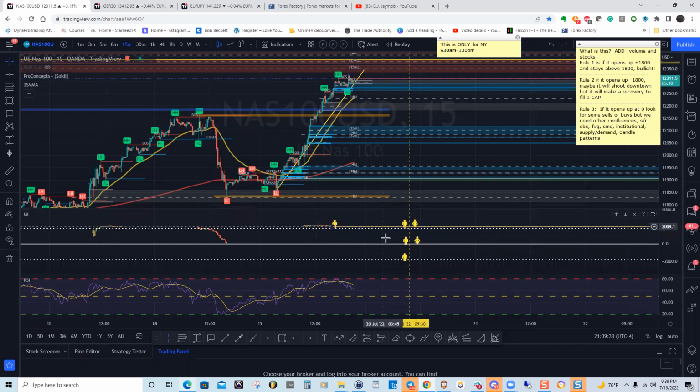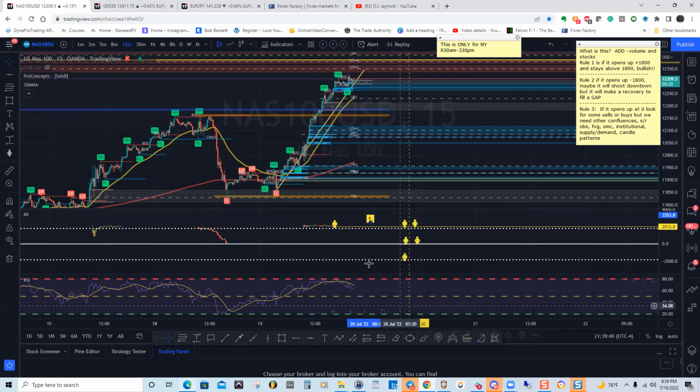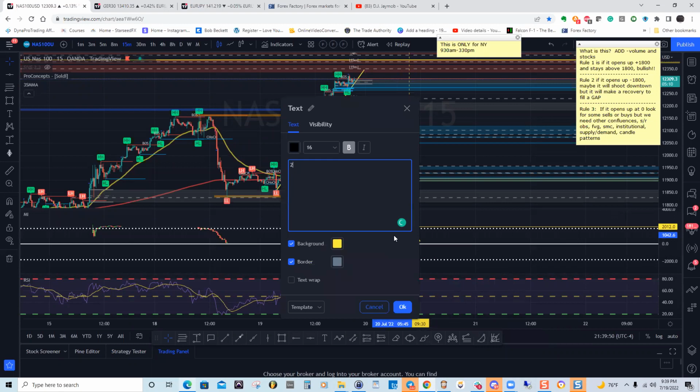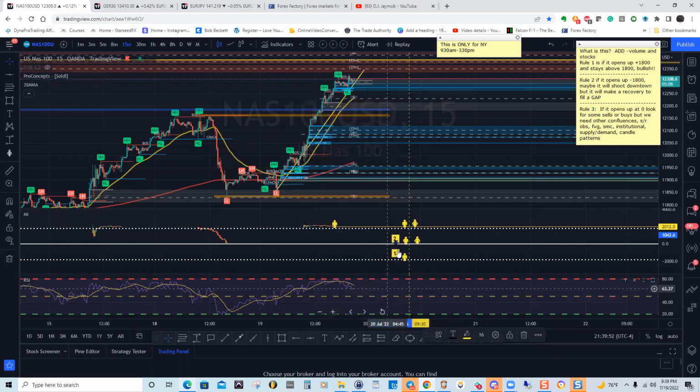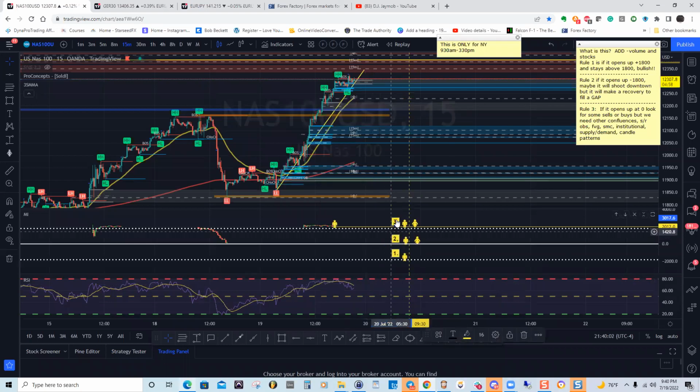So there are 3 places to open, right? Let me go show you real quick. This is 1, right? 1's here, and then I've got 2, 2's here, and then 3. So this is how I'm going to trade Nas tomorrow. This is me personally. I'll know exactly what's happening at 9:30.